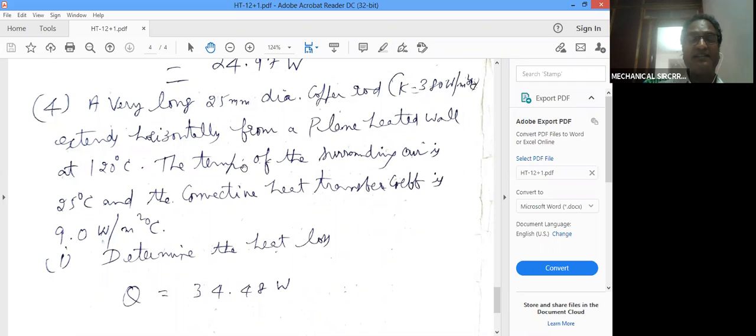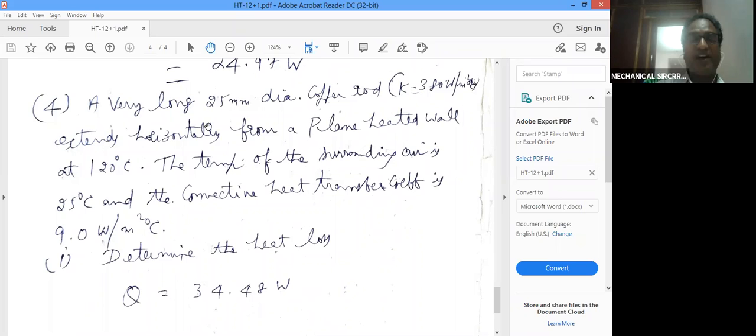The temperature of the surrounding air is 25 degrees centigrade. The convective heat transfer coefficient is 9 watt per meter square Kelvin. Determine the heat loss. Same formula.